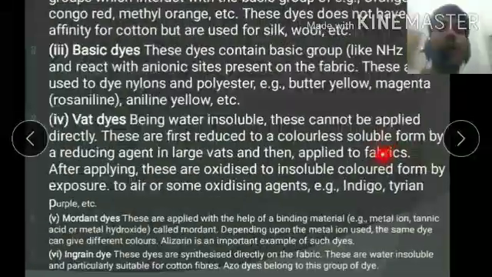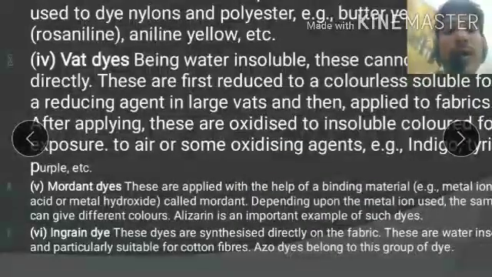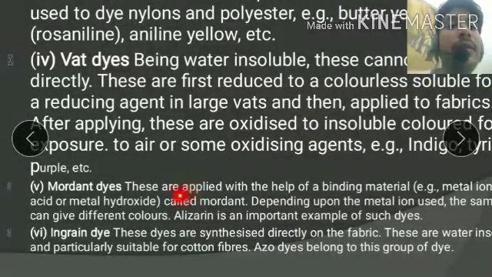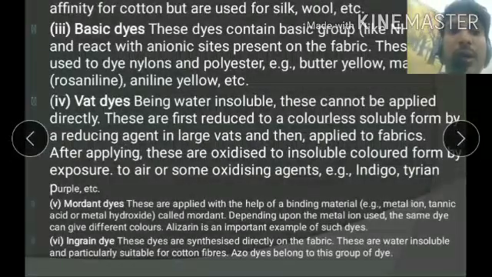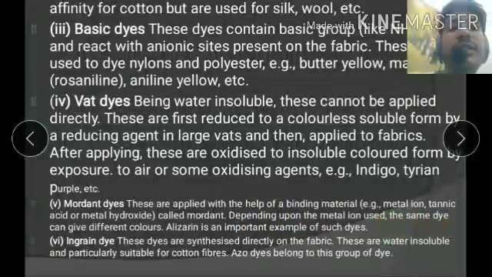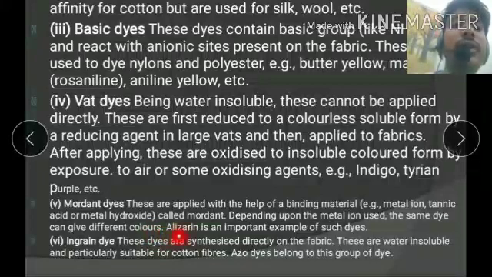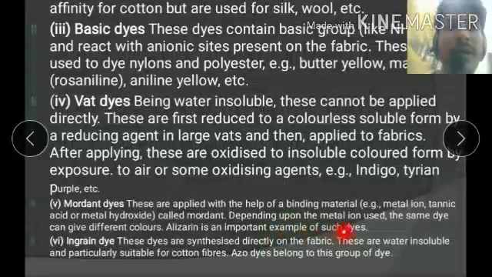And the last two types are mordant dyes and ingrain dyes. What are mordant dyes? These are applied with the help of a binding material. Examples: metals, tannic acid and methyl hydroxide, called mordants. Depending upon the metal ion used, the same dye can give different colors. Alizarin is an important example of the mordant dyes.